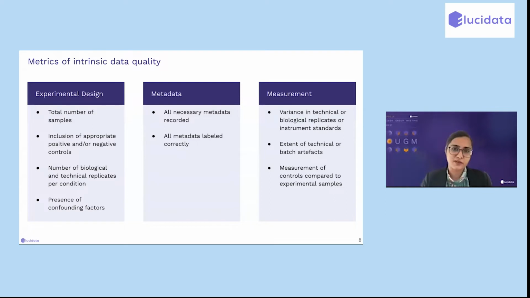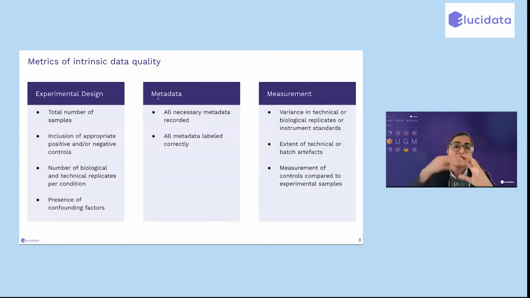So thinking about intrinsic data quality first, it's helpful to think of it as belonging to one of three categories for biomedical molecular data. First, experimental design, how the experiment has been designed, and some representative metrics are given below. We often think about the total number of samples that have been used in a study that I want to use for my work. Are appropriate positive and negative controls included in the study? What is the number of biological and technical replicates used in a condition? Has the experiment been designed well enough so that the effect of a variable that I'm studying can actually be measured, or are there confounding factors present or not?